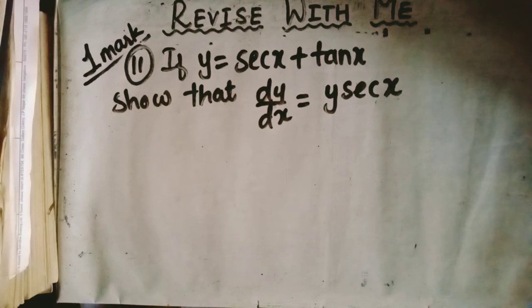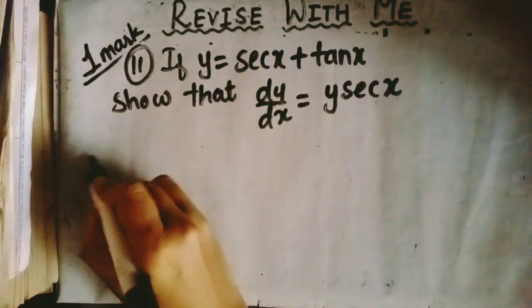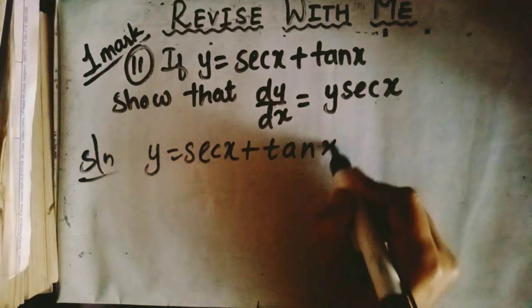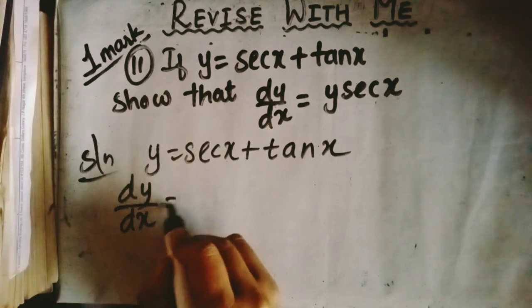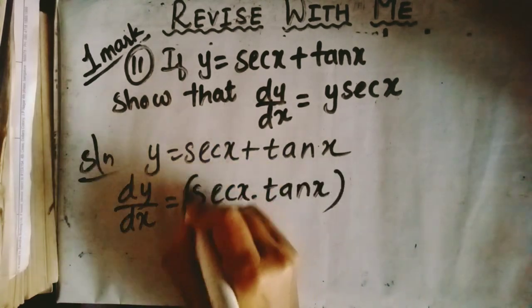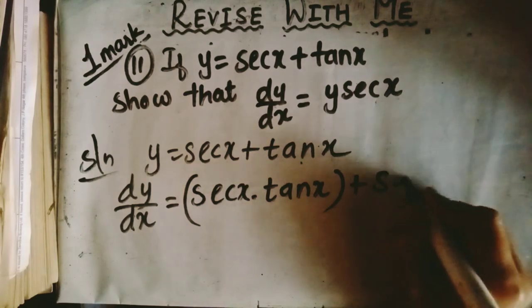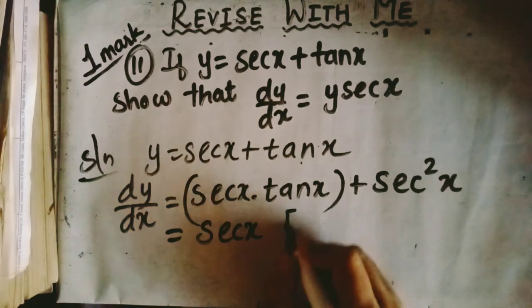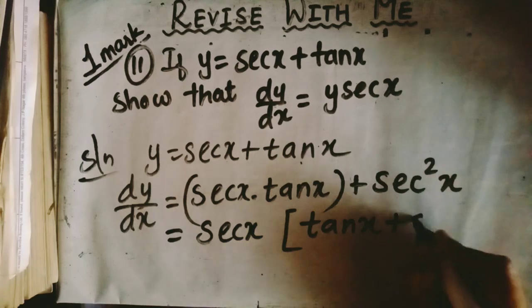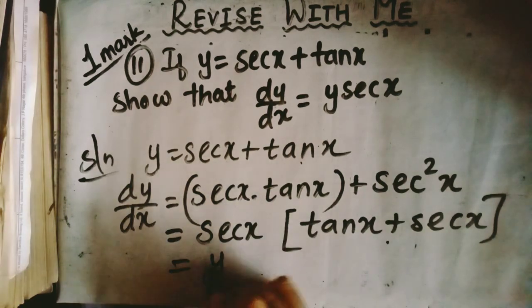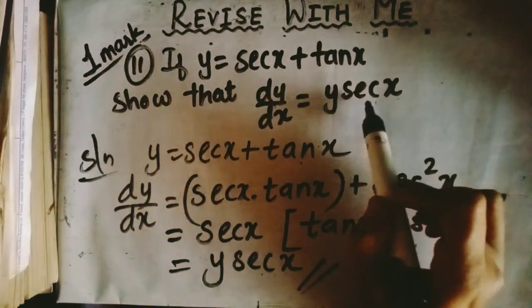Let's solve this. Here y is given. You have to find dy/dx and show it equal to y sec x. So starting with y = sec x + tan x, write the derivative of sec x, which is sec x tan x, plus the derivative of tan x, which is sec²x. If you take sec x common here, you will get sec x (tan x + sec x). Now this term is our y, so you substitute y here, and you will get y sec x, which is our desired result.